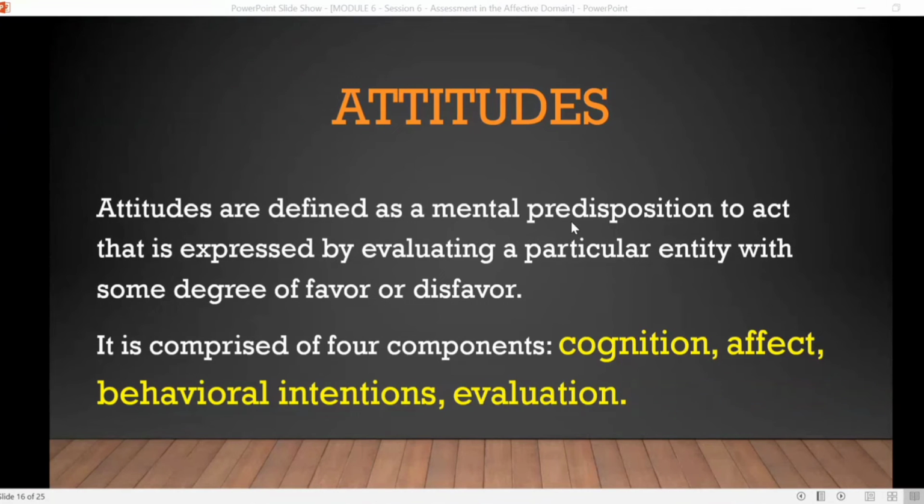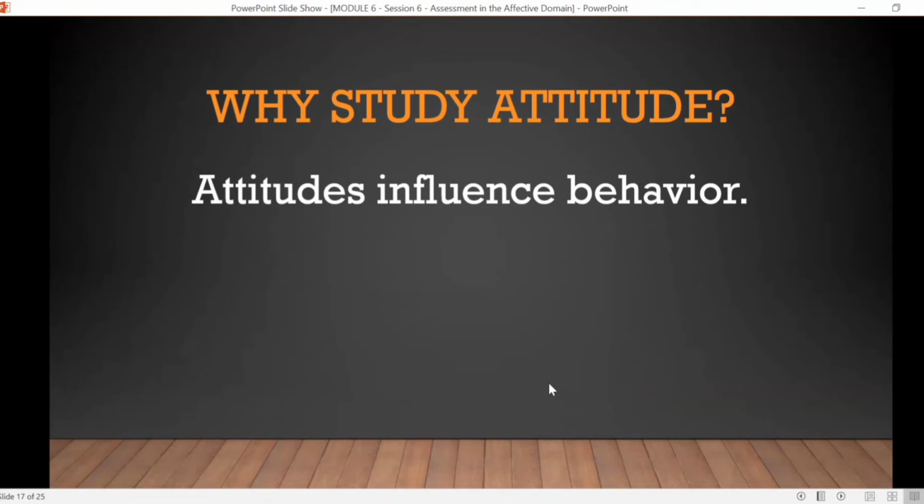And of course, the last is the evaluation. Evaluations are often considered the central component of attitude. So we talk about the judgment: it's bad, it's not good, I don't like it, I won't do it. That's already the evaluation part. You have already judged. So attitude has four components: cognition, the affect or affective dimension, the behavioral intention, and the evaluation. Attitudes influence behavior, definitely.